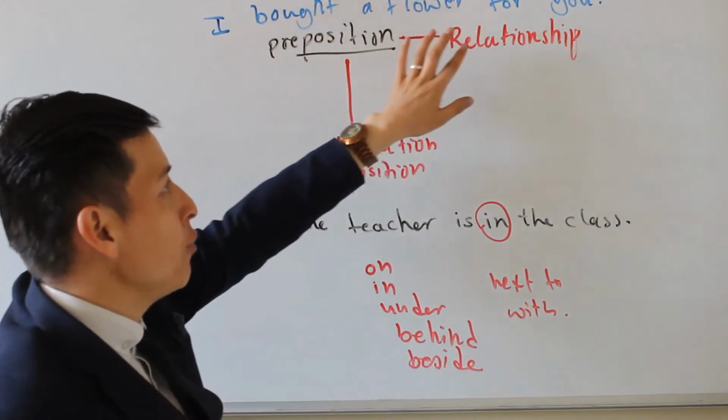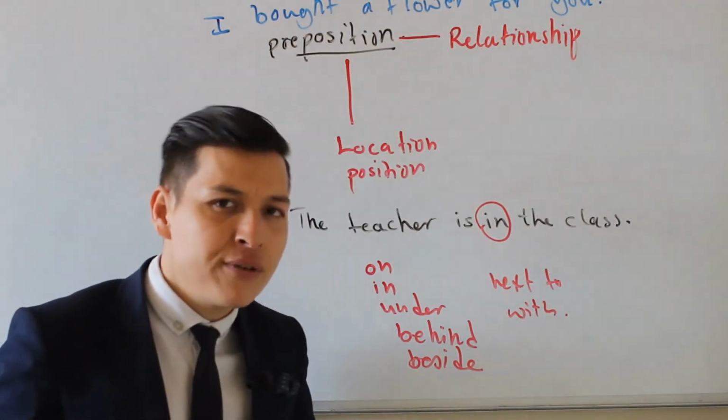I bought a flower for you. It shows the relationship between parts of sentence.